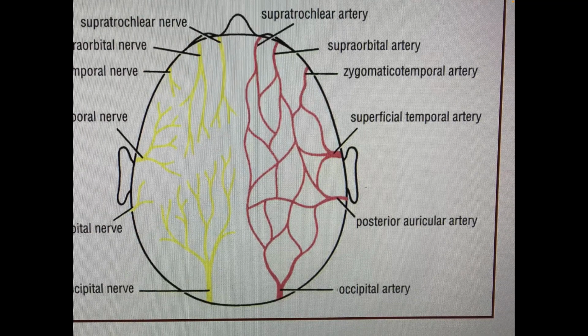So the arteries include the supratrochlear artery from the ophthalmic artery, the supraorbital artery that also comes from the ophthalmic artery, and the zygomaticotemporal artery, also coming from the ophthalmic artery. Then we've got the superficial temporal artery and the posterior auricular artery, as well as the occipital artery, and these are coming from the external carotid artery.